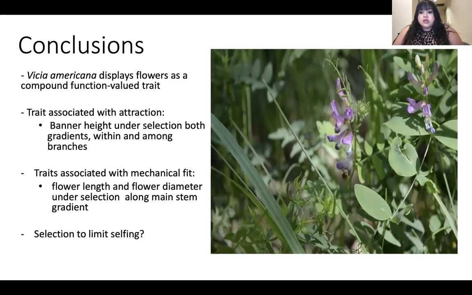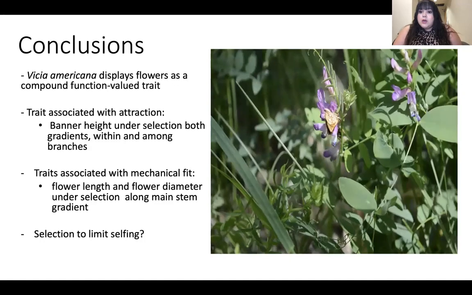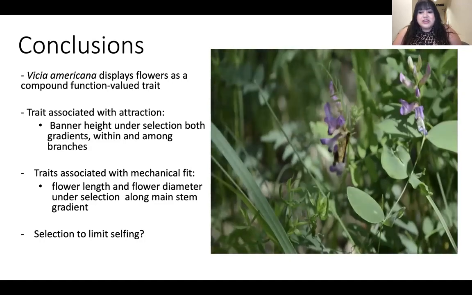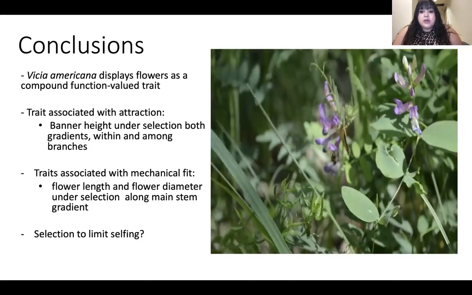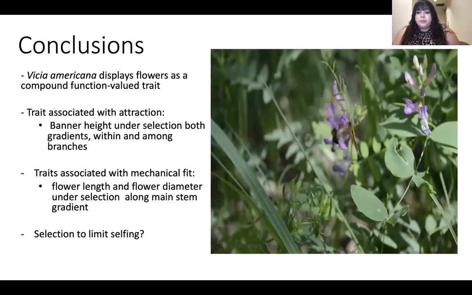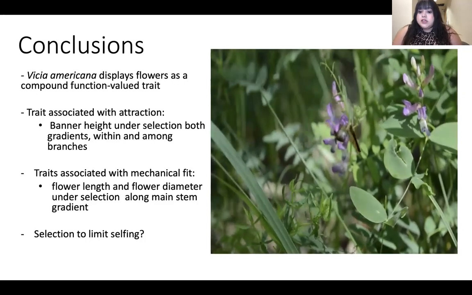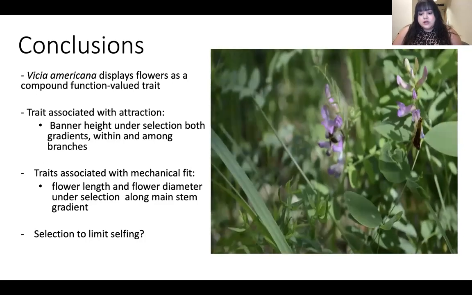So as you could see in this video, pollinators do visit multiple flowers on the same plant, which could lead to selfing and inbreeding depression, which one could associate with the mechanism behind how our selection was detected.